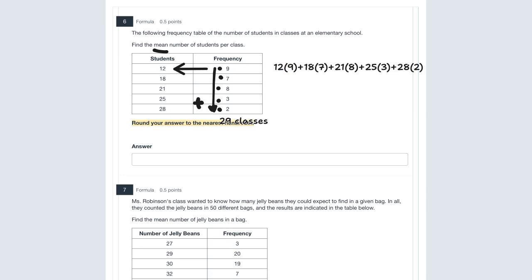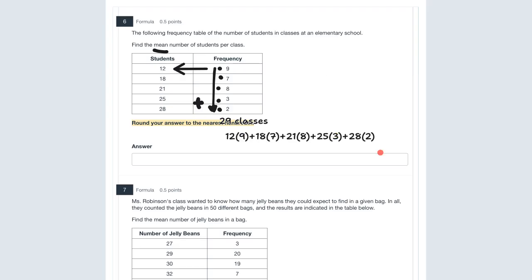And I'm kind of going off the side here. Let me move this over a little bit. I'll put it down here. And then I have to divide this by, so let me put my big division bar here, my 29 classes, right? My 29 classes here. So 29.